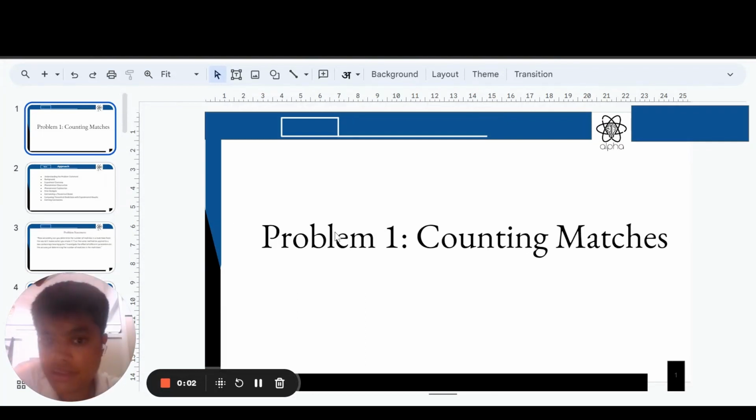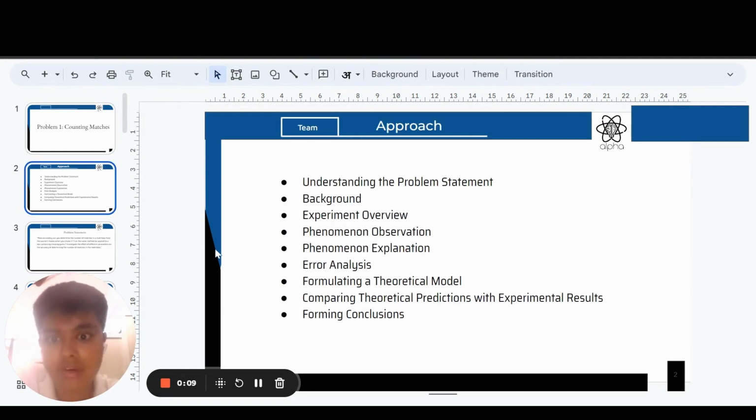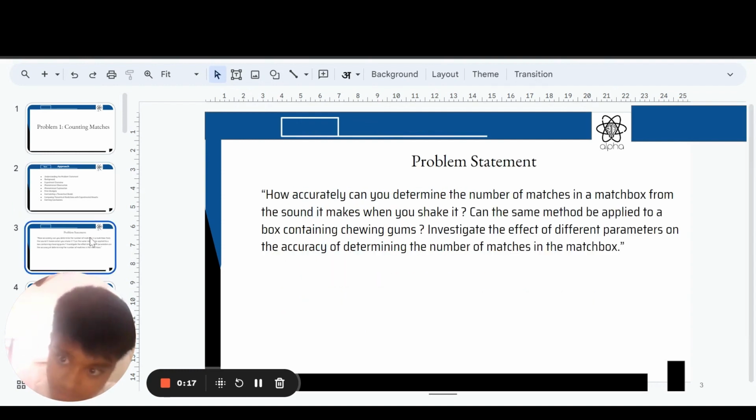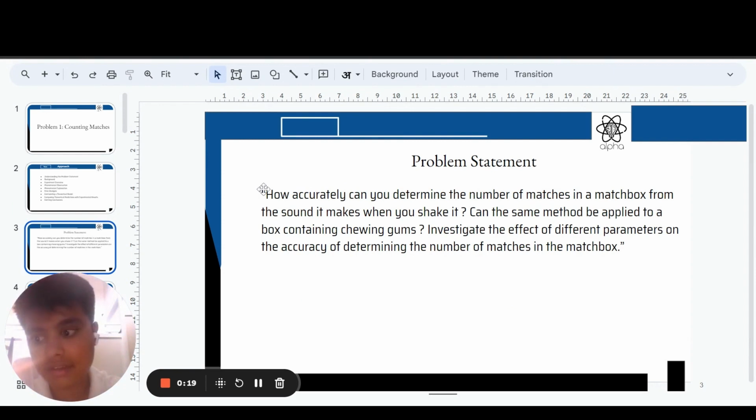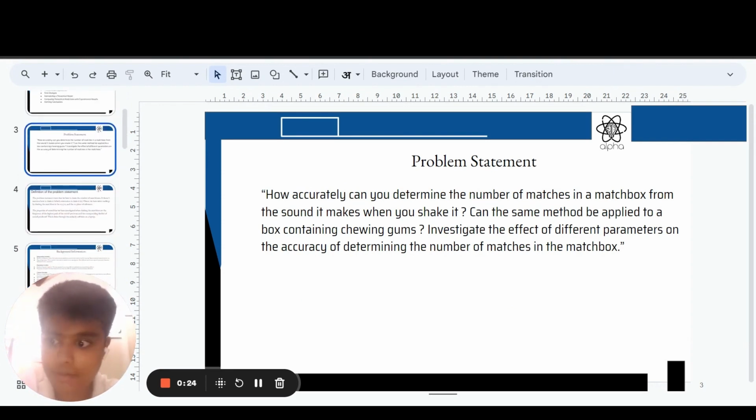Yeah, so hello everyone. This is my presentation on my INYPT problem, which is about counting matches. So this is my approach. First we'll be understanding the problem statement, then I'll be talking about some background information, experiment overview, and the rest. So this was a problem statement which asked about how we can determine the number of matches in a matchbox from the sound it makes when you shake it.